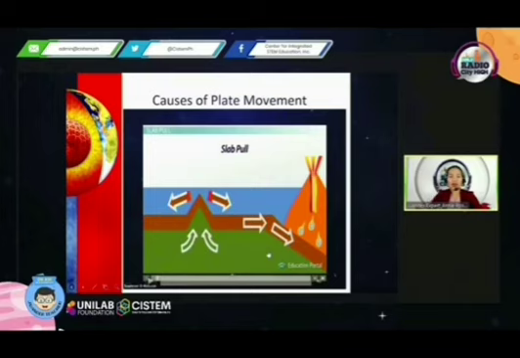All right, so let us proceed. So slab pull occurs when older, cooler plates sink at the subduction zones. As you can see here, this one is the subduction zone. So cooler plates sink at subduction zones because they are cool. They become denser than the underlying mantle. So the cooler sinking plate pulls the rest of the warmer plate along behind it.